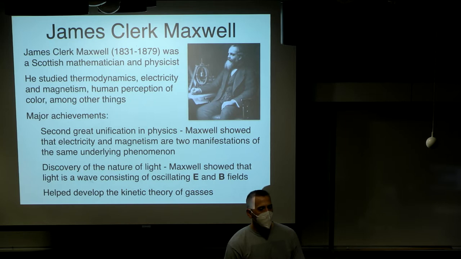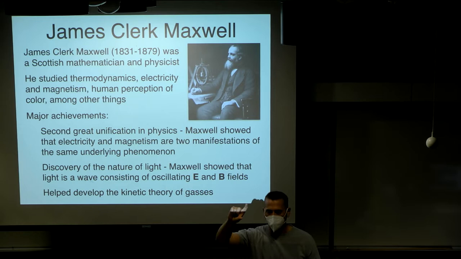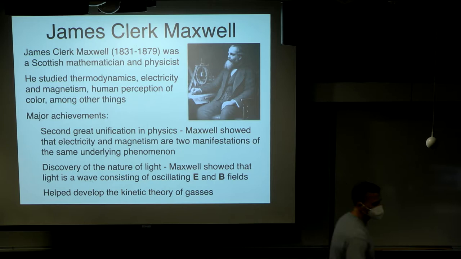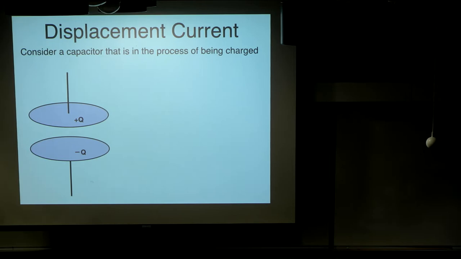And most people would say, you know, if you were to rank the greatest physicists of all time, Newton and Einstein would probably be in the 1 and 2 spots. You can make a good case that Maxwell would be in the number 3 spot. Okay, so pretty important work. Okay, so that's the history lesson. Now let's move on to some physics.